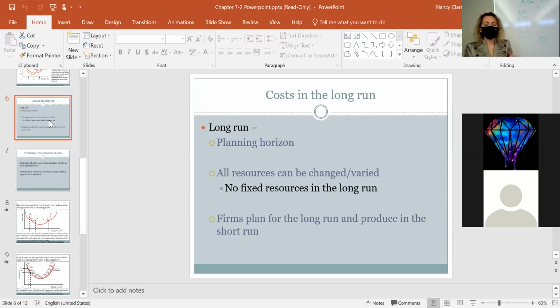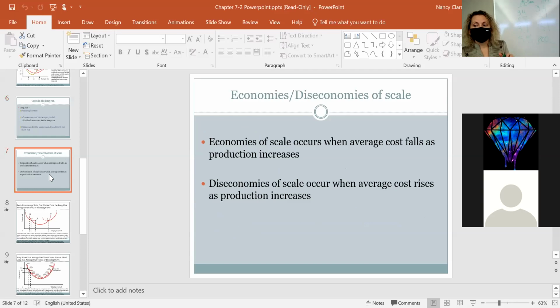The long run is a planning horizon. That's all it is. The short run is where we're operating, from short run to short run to short run. We know we can change anything in the long run. Firms have to plan for this. This is what managers do. So we have to refresh our memory about the concept of economies and diseconomies of scale before we can start to look at some of this planning we would do.